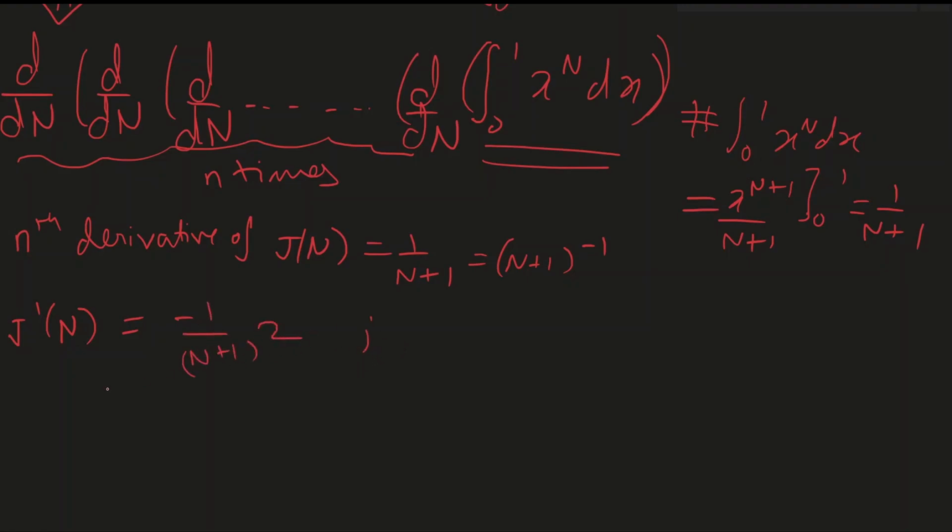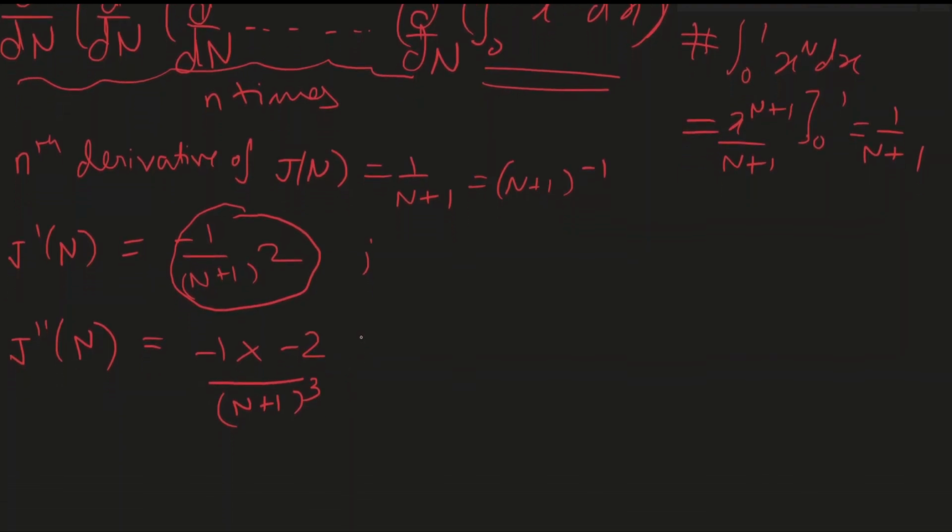So similarly, I'm going to differentiate it once again. The differentiation of this is going to be nothing but (-1)(-2)/(n+1)^3, right? So I'm going to compute the third derivative now, which is going to be nothing but (-1)(-2)(-3)/(n+1)^4.